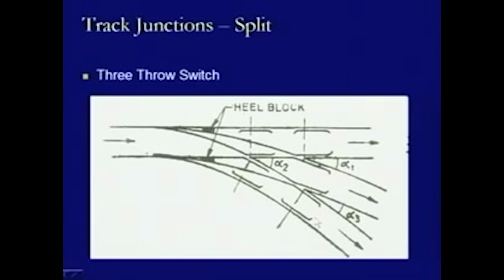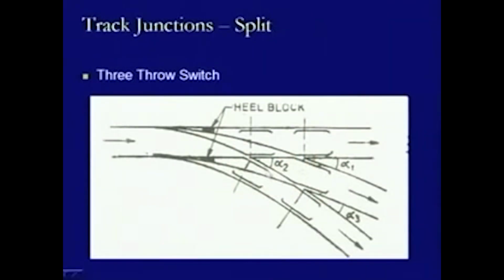So we have two pairs of check rails, three pairs of wing rails, two pairs of tongue rails, and the point and three crossings likewise. And we have different angles of crossings. This is angle alpha 1, this is alpha 2, and this is alpha 3.